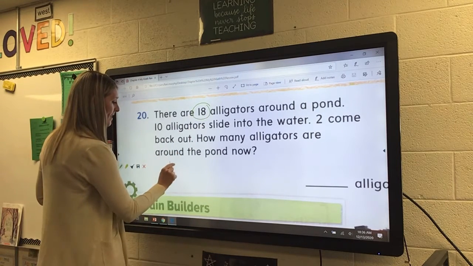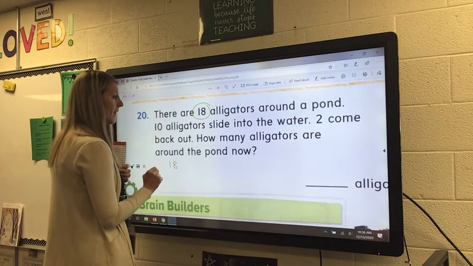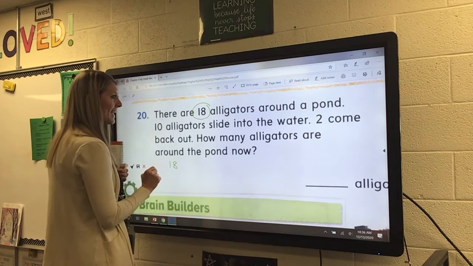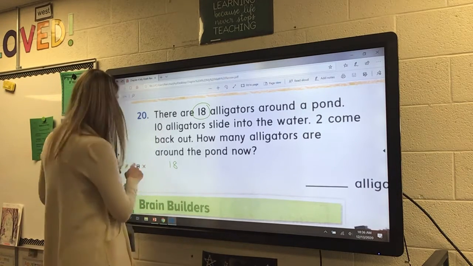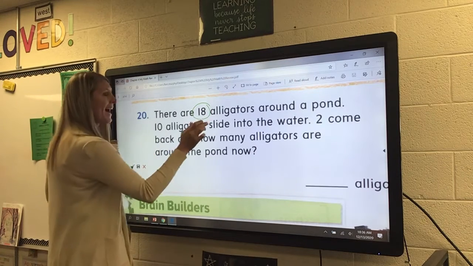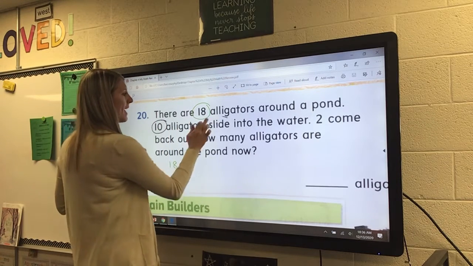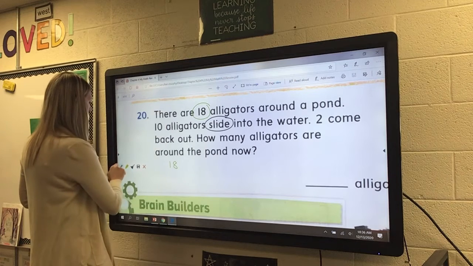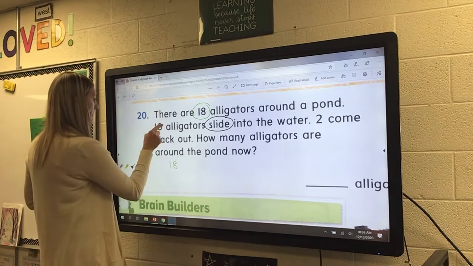So 18 alligators. 10 alligators slide into the water, so they're gone. So we're taking them away. So they slide into the water. So 10 of them slide. Okay, so I'm going to subtract 10.